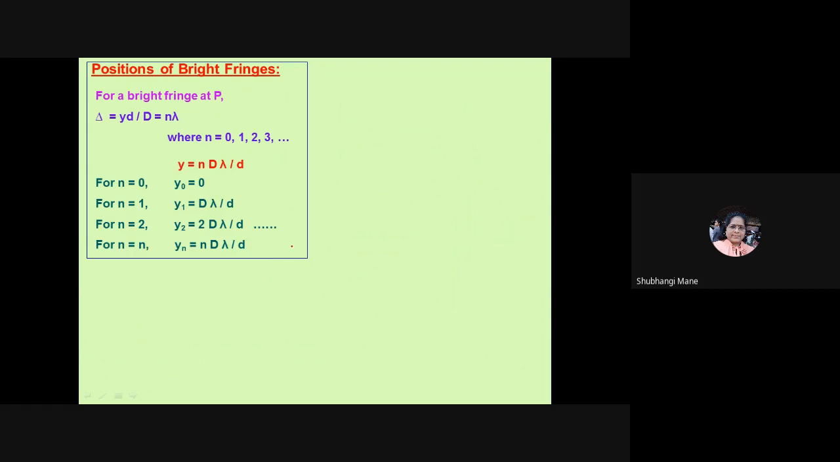Okay. So for n equals 0, what are we getting? If we substitute n equals 0, then obviously delta or y is also equal to 0. Y is, you may call, the distance between the central point and the first maxima for n equals 0, the second maxima for n equals 1, and so on. So for n equals 1, you will get y1 equals D lambda upon d.